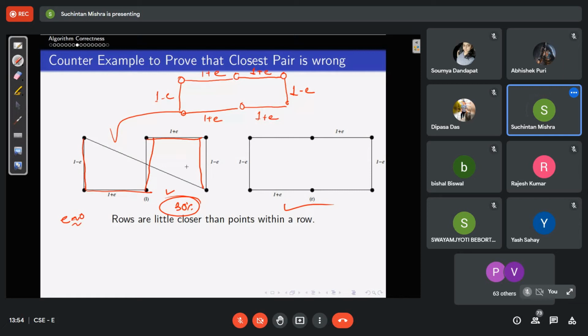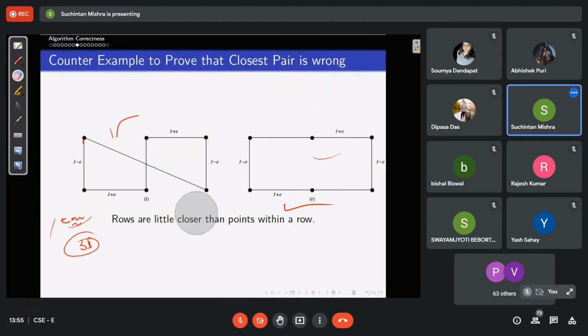So if you follow the closest point, this will be the solution that you will get. You can add all these values and take E equal to 0. You will see this path is longer than this value. So if I just follow the closest pair of points algorithm, then this is my counter example. And what is the correct solution? The correct solution is this.